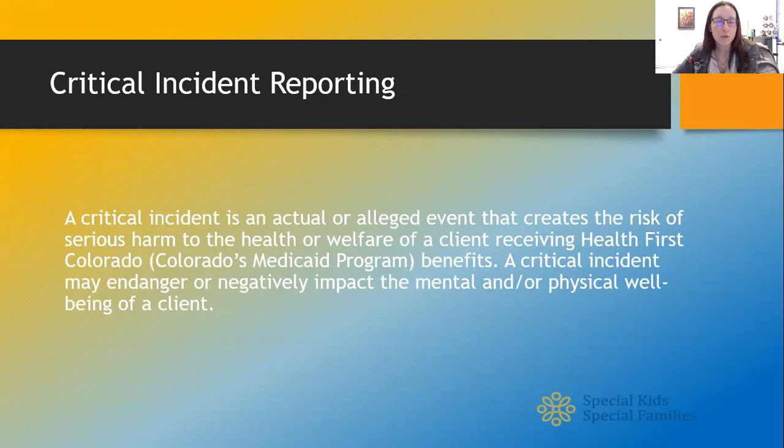So you hear me talk about different classifications of incident reporting. We do have our non-critical and our critical incident reporting. You're going to see this labeled as CIR throughout, and that does mean critical incident report. A critical incident is an actual or alleged event that creates the risk of serious harm to the health or welfare of a client receiving Health First Colorado, which is Colorado's Medicaid program, benefits. A critical incident may endanger or negatively impact the mental and or physical well-being of a client.